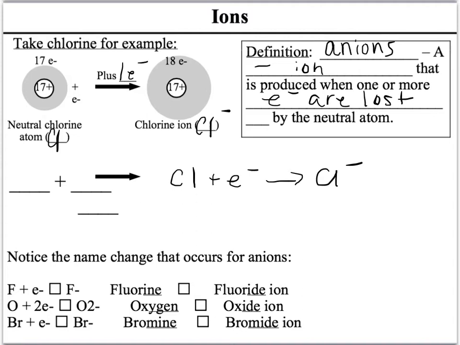And there's a name change that occurs here. We wouldn't really say the chlorine ion here. Really, what I should have written is the chloride ion. What we do is we take the ending, that "ine," and we change it to "ide." So if we're talking about fluorine, it wouldn't be the fluorine ion, it would be the fluoride ion. Oxygen would be the oxide ion. So whenever we're dealing with anions or negative ions, we change the ending to "ide."